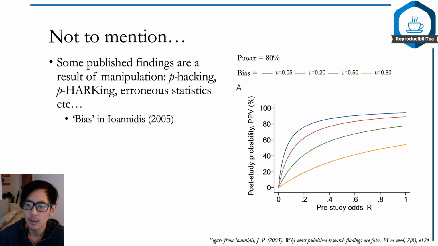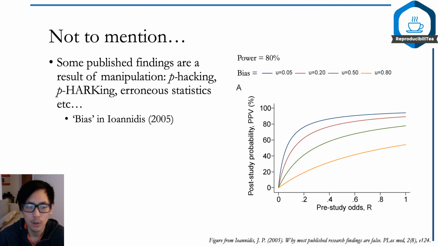Now, it's very unlikely to be greater than 1. We don't know what this actual number is. We don't have an estimate for this number. But as you can see, for us to have a PPV higher than 50% at 80% power, our pre-study odds have to be very high, closer to 0.4, 0.5.